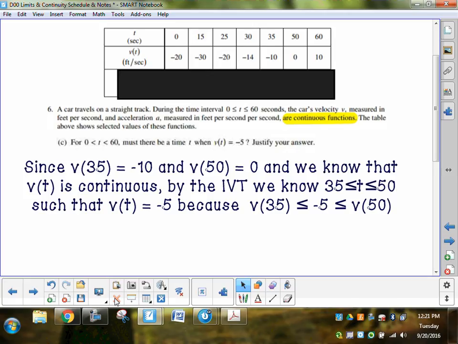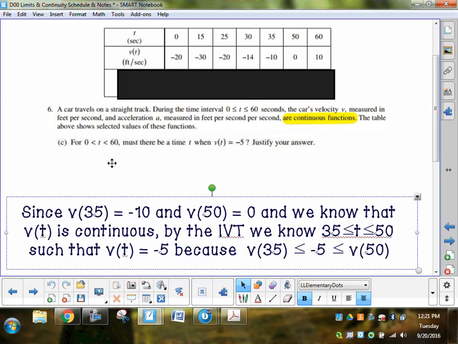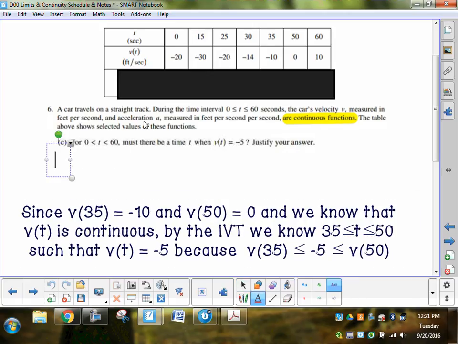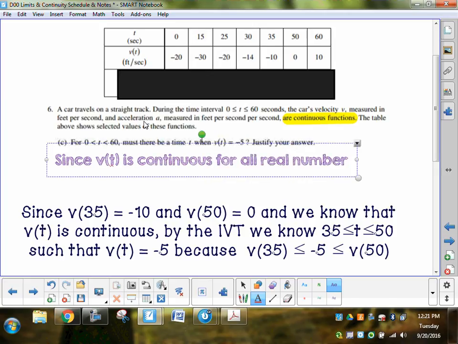So let me do this, actually. Molly, read me what you had down. Since V of t is... Okay. I'll say this part in the beginning because I like to throw this in the beginning. Miss Miller throws it in the beginning. We know it's continuous. And now is when I state what my end values are.